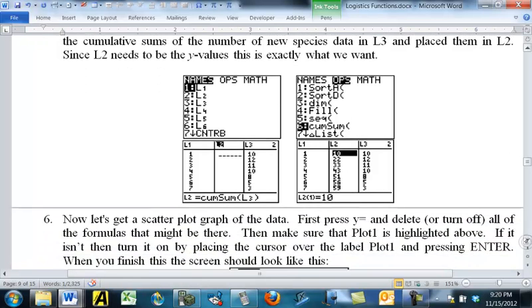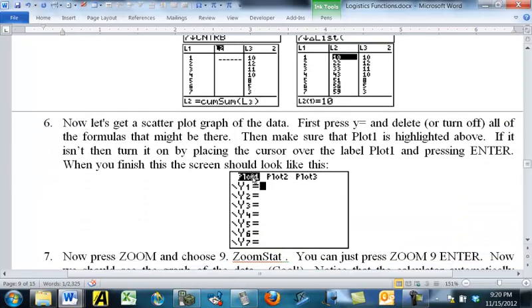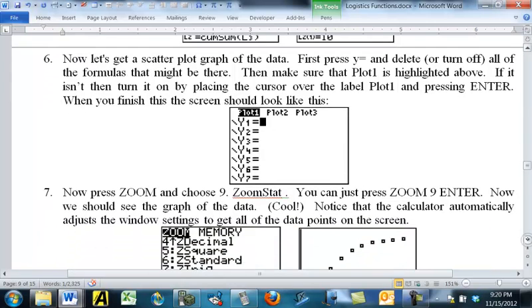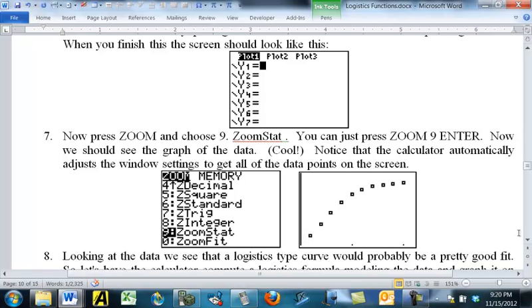Now my data has a cumulative sum, and that's what I'm going to plot. If I've already got my scatter plot set up, I just go to Y equals and turn on the plot. I'm going to clear out everything else. Then I do Zoom 9, ZoomStat, to see what the graph looks like. Alright, what kind of graph would model this? Well, it's definitely not a straight line. We see some curving, looks like maybe a little bit of concave up here, and then definitely quite a bit of concave down. A power function or something might work, but a logistic model might fit it pretty well.